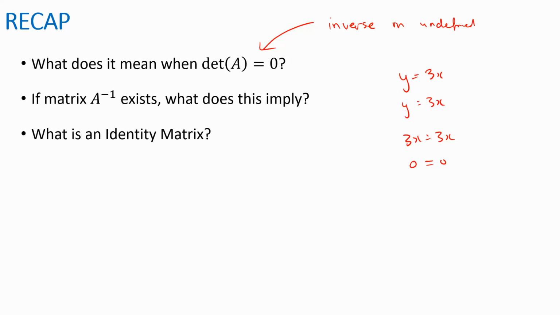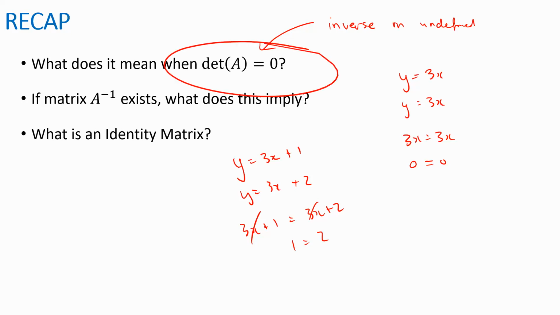When they're parallel, so let's say y equals 3x plus 1 and y equals 3x plus 2, those two are parallel. If you try to solve it, same thing again. You get 3x plus 1 equals 3x plus 2, and you end up with 1 equals 2. You can't solve it again. So the only time you can't get a coordinate is when they're parallel lines or they're exactly the same lines. And that's what it means when the determinant is 0.